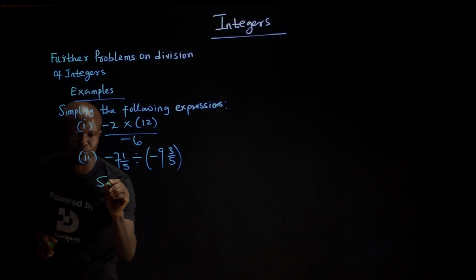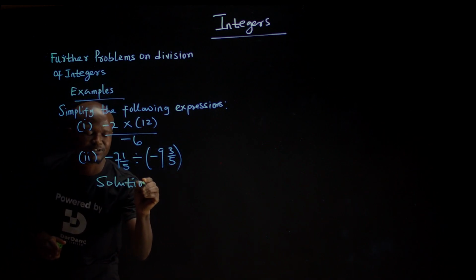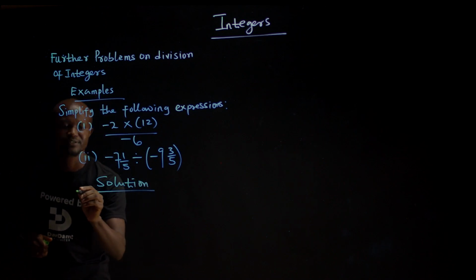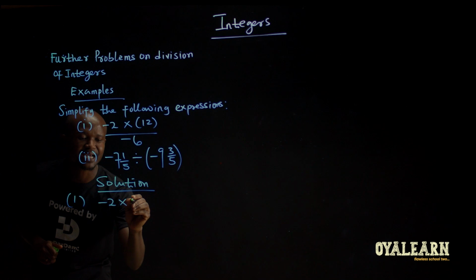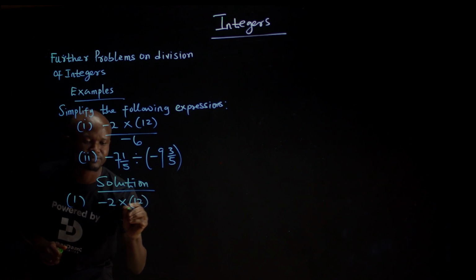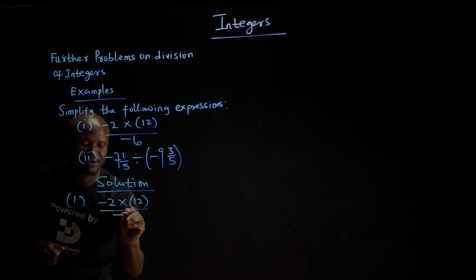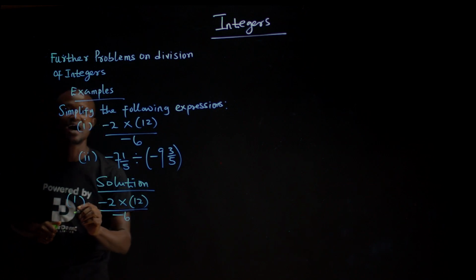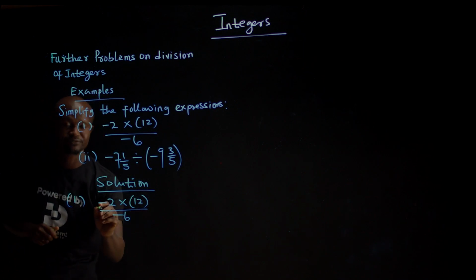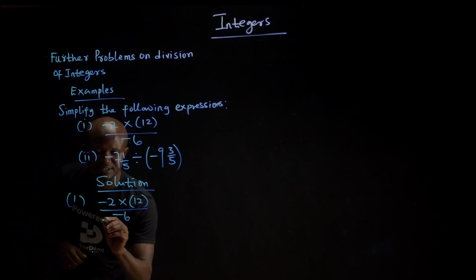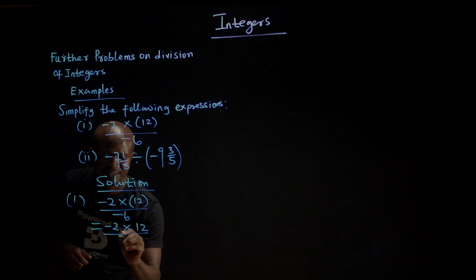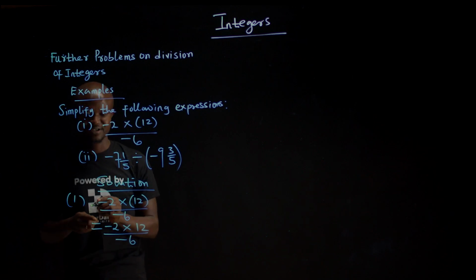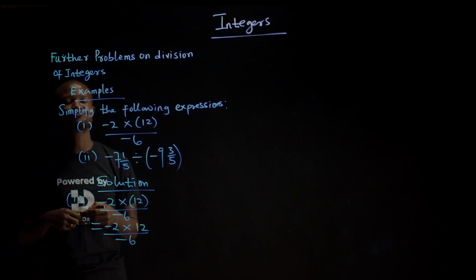Now, solution to the question. Solution. The first one, we have minus 2 times 12 divided by minus 6. Now, you need to observe the question very well, which is very important. This can be written as minus 2 times 12, it's still the same thing, divided by minus 6.